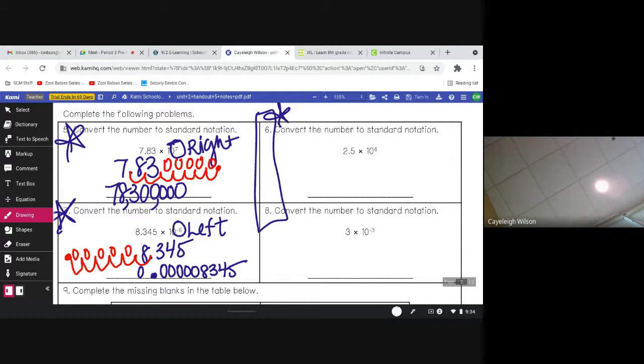Okay, so on number 6, 2.5 times 10 to the 4th, that's a positive 4, so I'm going to move to the right. I'm going to take that decimal and move it to the right 4 places. 1, 2, 3, 4. And I'm going to fill in the missing zeros. So the answer is 25,000.